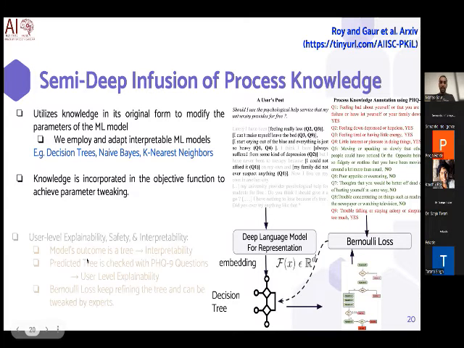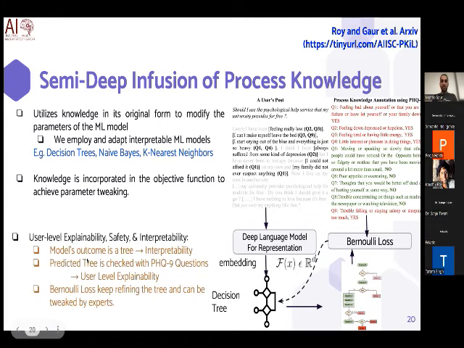And this process is pretty much the same. It's user-level explainable and safe, and the interpretability introduced with semi-deep infusion is because of the decision tree, because decision trees are an interpretable class of machine learning algorithms.